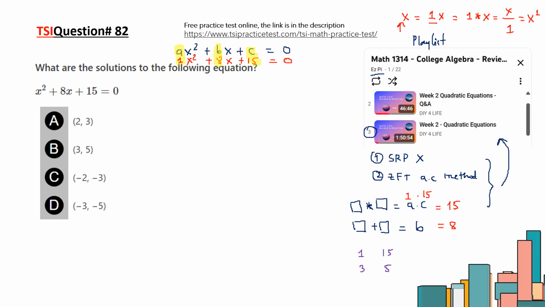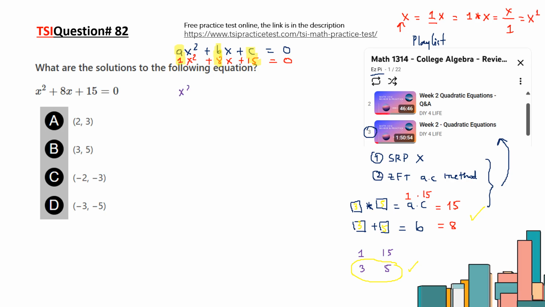Now in your mind, find which pair has a sum of 8. 1 and 15 is 16. Negative 1 and negative 15 is negative 16. 3 and 5 is 8, perfect. So you plug in 3 and 5 right here. You see that matching, 3 and 5, that fits the formula. So now our job is just to fill it in.